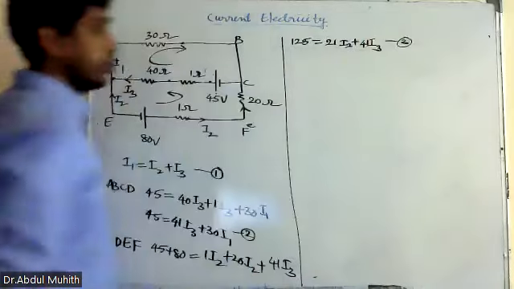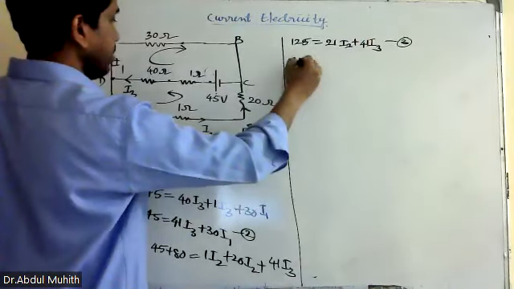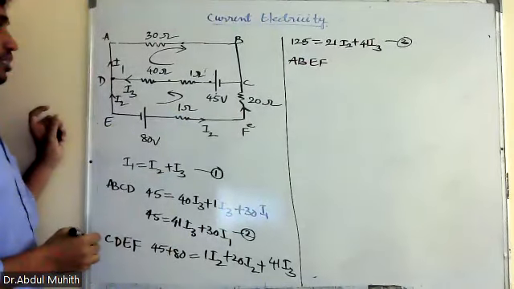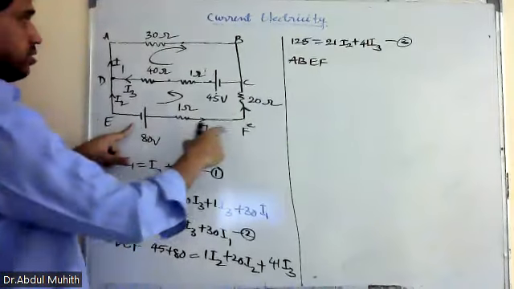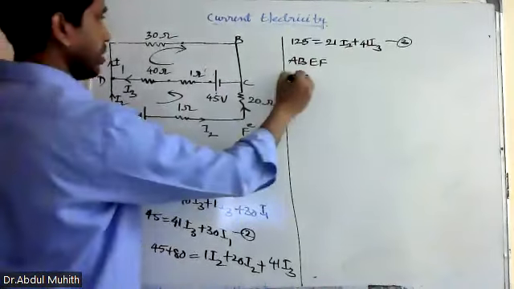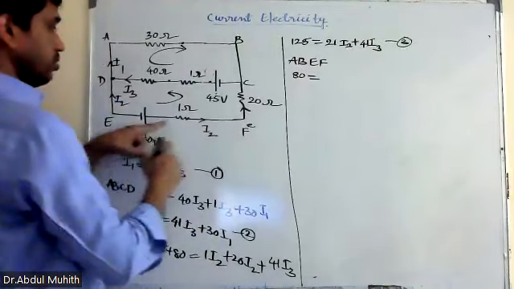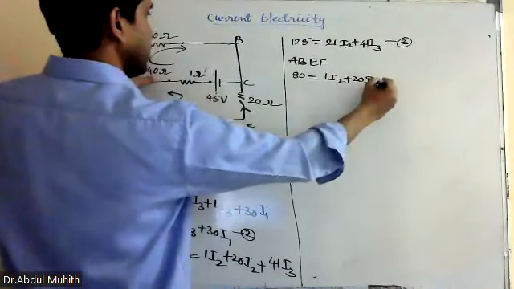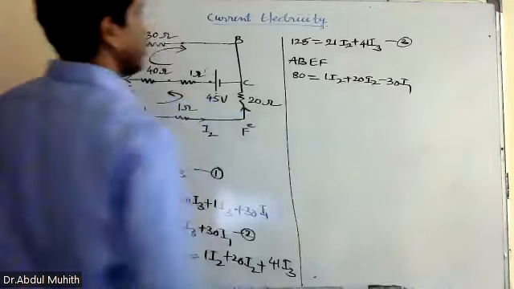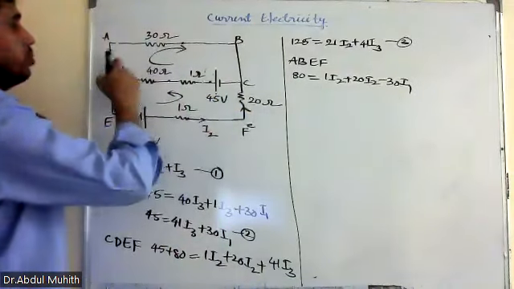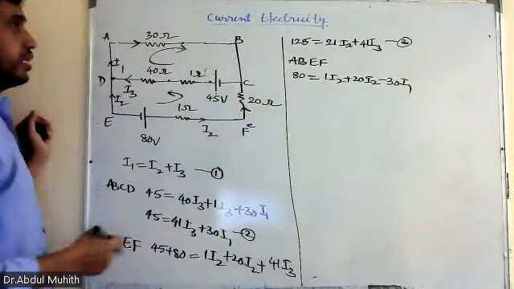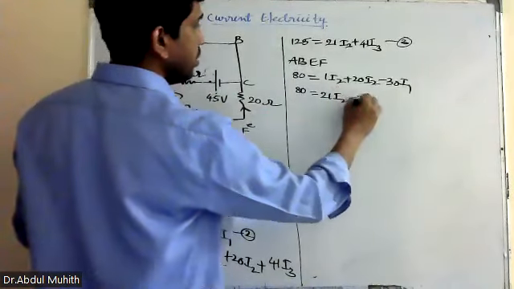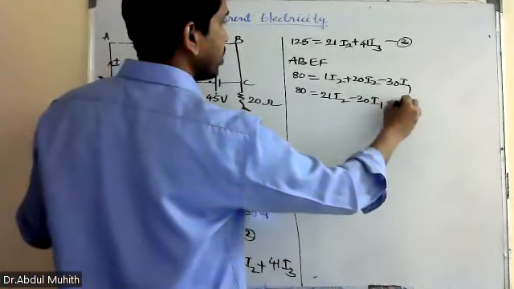One more circuit I'm taking. What is that? A, B, E, F, this circuit. So in the circuit, what happens now? I'm taking this direction, but it is in the opposite direction. Okay, 80, I'm taking here. 80 is equal to how much? 80 is equal to 1 I2 plus 20 I2 minus 30 I1. Because if you look at the direction of this one, this is opposite direction. So that is 30 I1. So that will become 80 is equal to 21 I2 minus 30 I1. That is equation number 4.